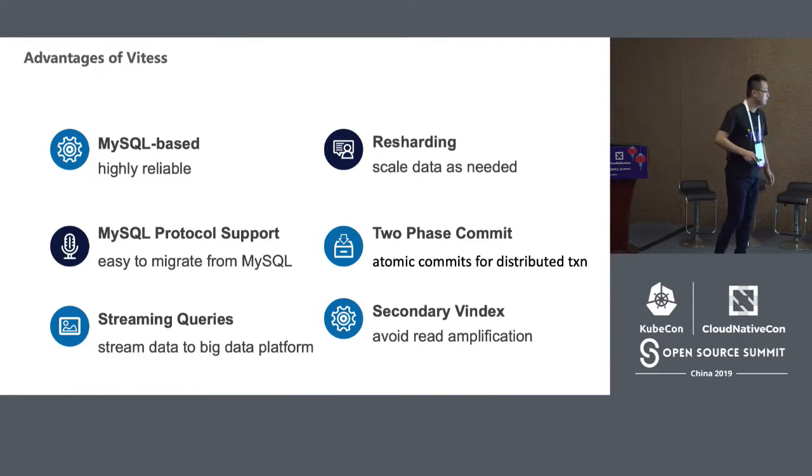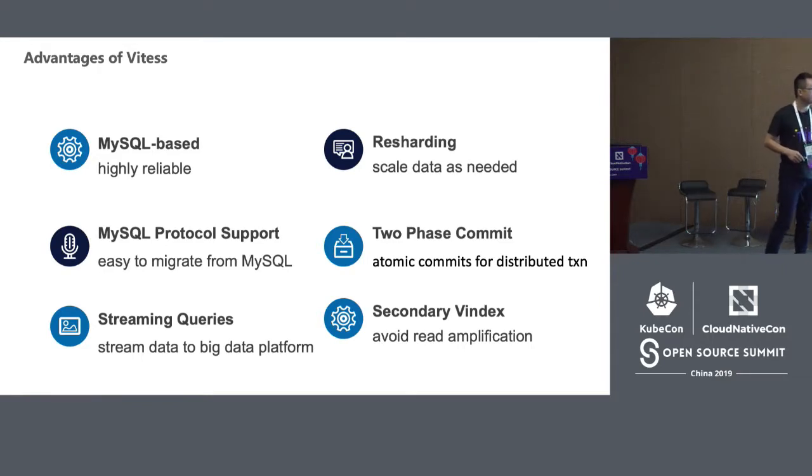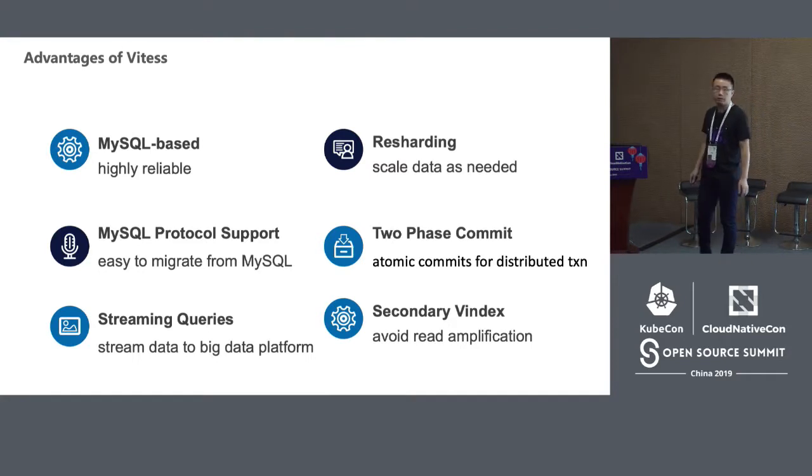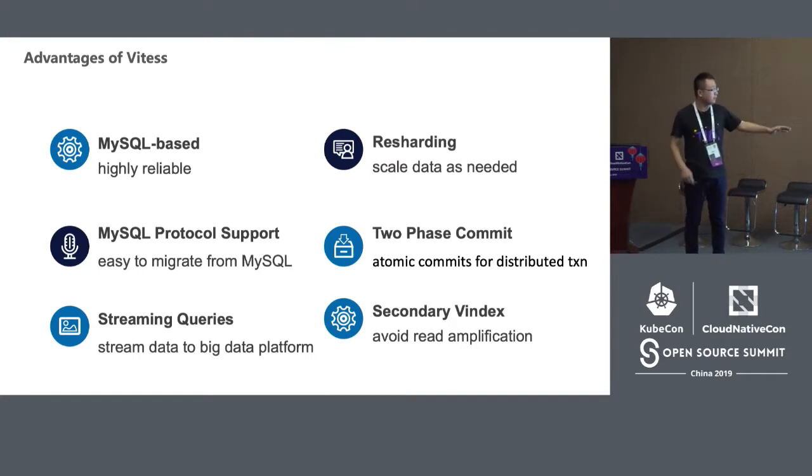And next is resharding and two-phase commit, and also the secondary index. For these three parts, I'm going to talk about them in detail. Resharding is doing the data segregation. For example, originally we have two shards, but there is too much data, so I need to divide it into four shards. So we are able to use resharding to do that. And next is the two-phase commit. It can ensure atomic commits and also avoid any duplication during the commits.